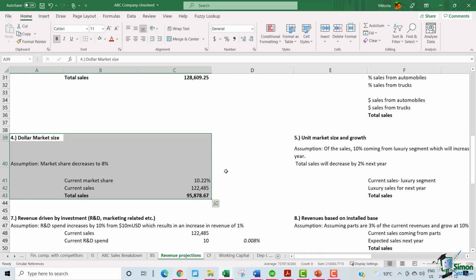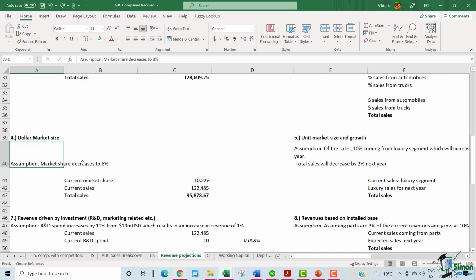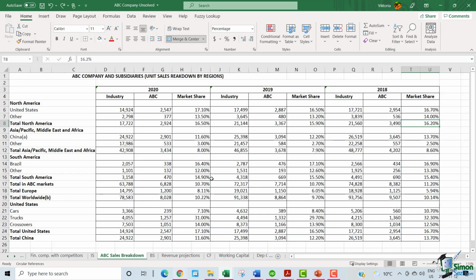Then we have the dollar market size approach. This approach is useful for cases when there is information available on market dynamics and where these assumptions are likely to be fundamental to a decision. So our assumption is that ABC's market share decreases to 8%. First, we need to know what the current market share is. From the ABC sales breakdown tab, we know that the current market share is 10.22%.